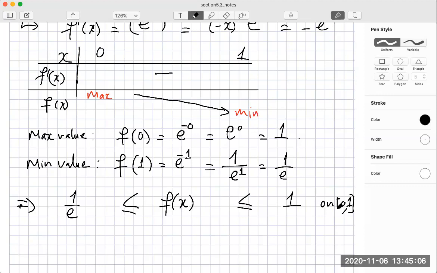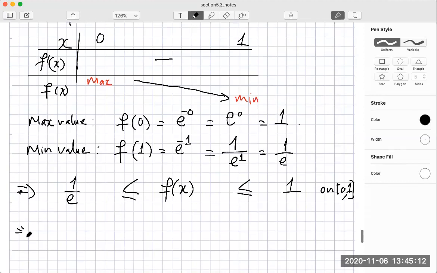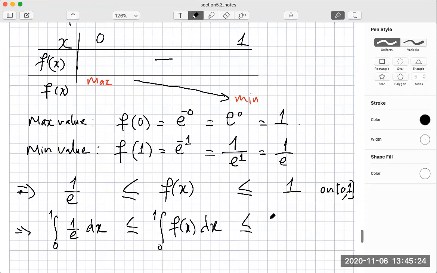Therefore, from the inequality properties, we can take the integral from 0 to 1 of 1 over e dx, less than the integral from 0 to 1 of f(x) dx, less than the integral from 0 to 1 of 1 dx. Okay.